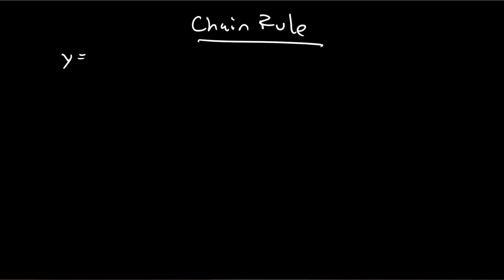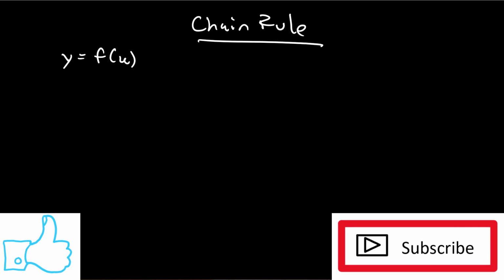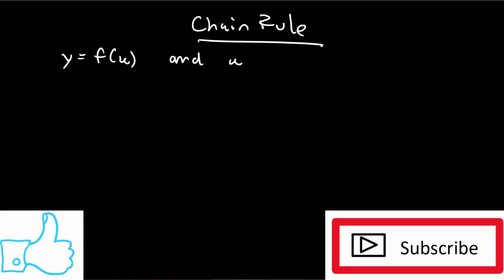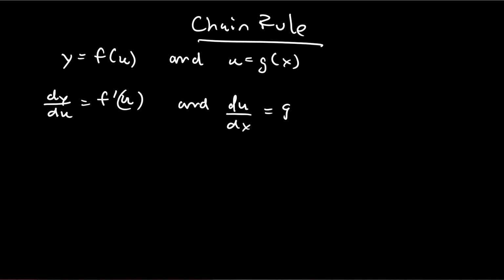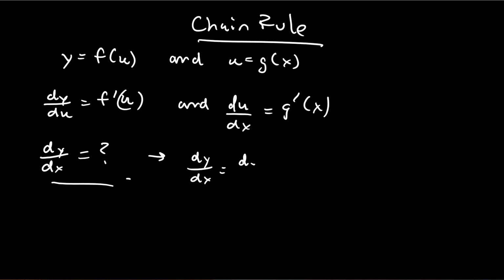Suppose y is a function of u, and u is a function of x. So y equals f of u, and u equals g of x. Then we can find dy by du, which is just f primed of u, and we can find du by dx, which is g primed of x. Now the chain rule allows us to find the derivative dy by dx. And it tells us that dy by dx is going to be dy by du multiplied by du by dx.